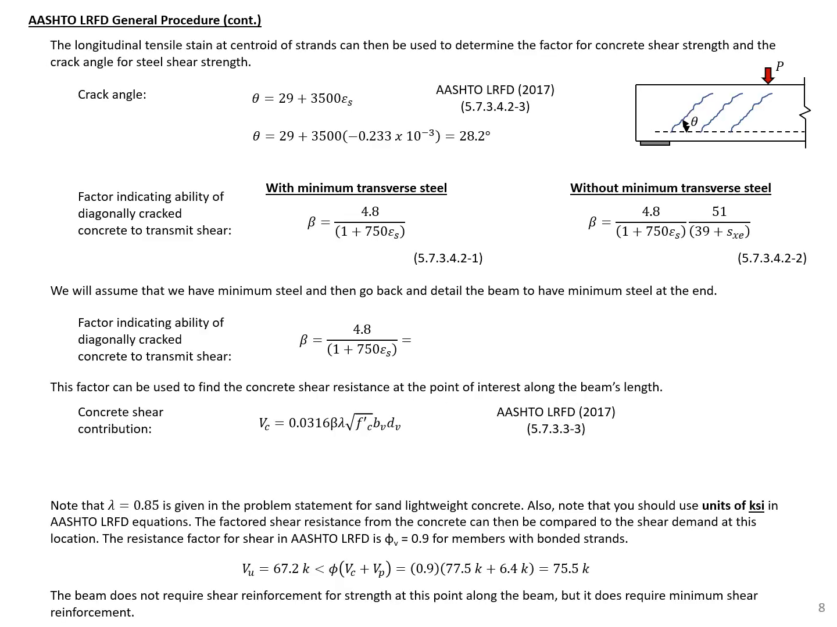Next, we're going to need to calculate our crack angle, our theta, and our beta factor, which is a factor that indicates the ability of our diagonally cracked concrete to transmit shear. So first our theta. Using our code expression, we have 29 plus 3,500 times this, the tensile strain at the location of our pre-stressing strands, and we'll get a theta equal to 28.2 degrees.